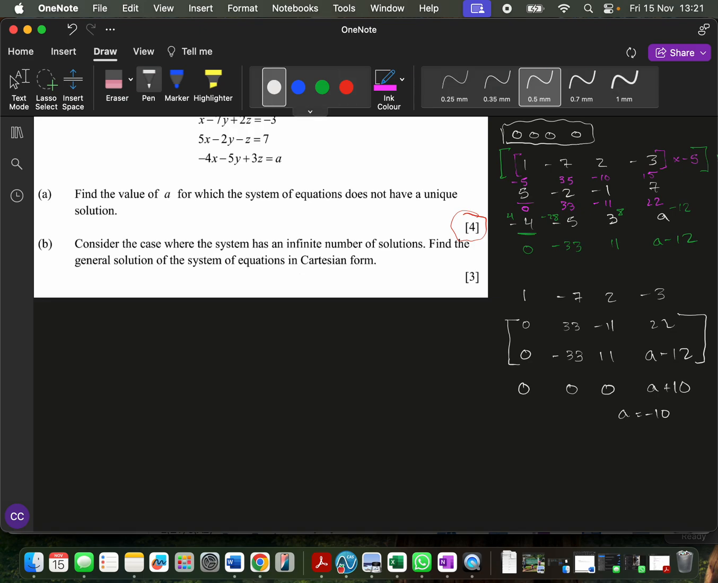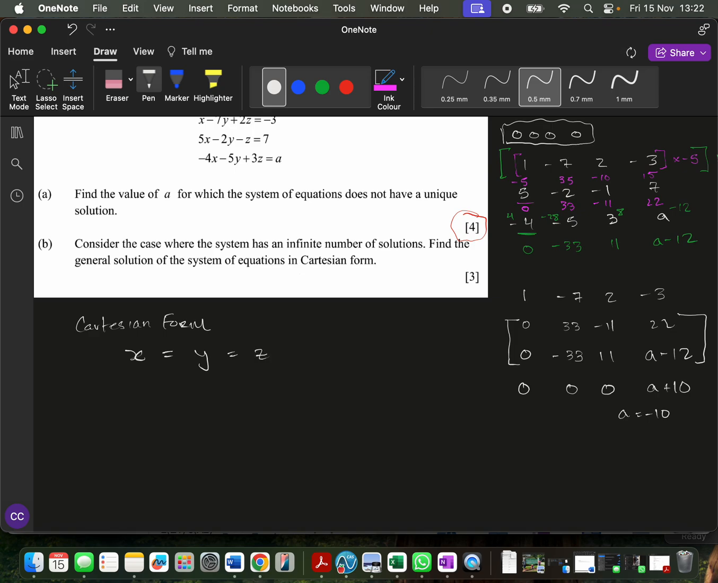Next, we need to consider the case when the system has an infinite number of solutions and find the general solution to the system of equations in Cartesian form. Okay, so 2 things here. So I guess Cartesian form. Cartesian form is when we have a function in x equal to a function in y, which is equal to a function in z. That is what Cartesian form is.